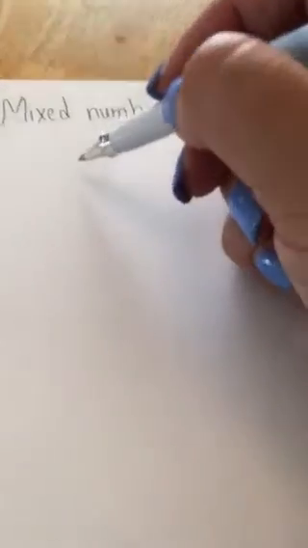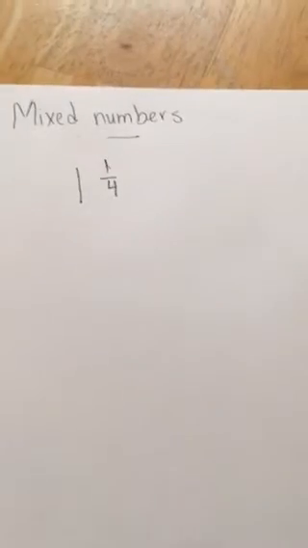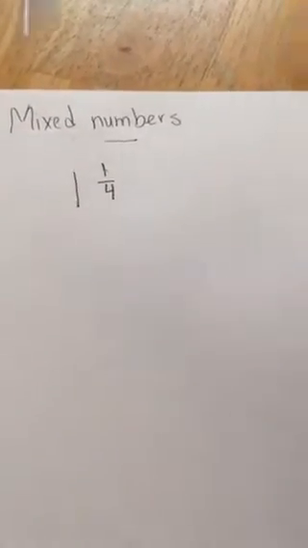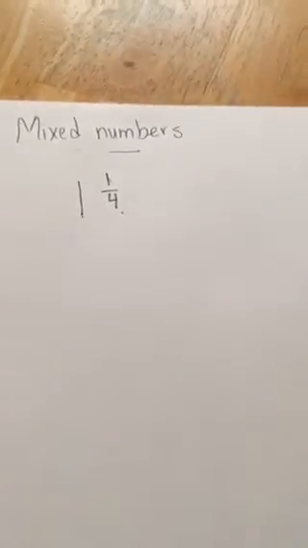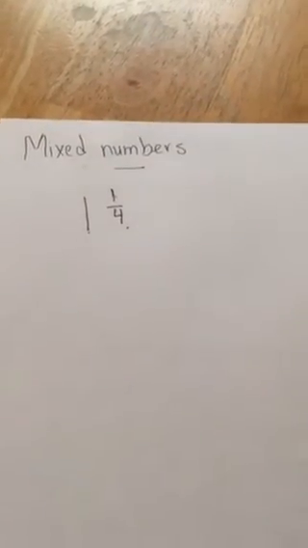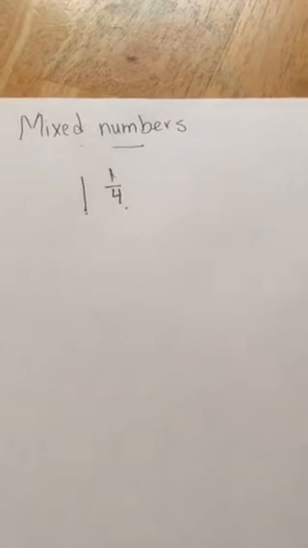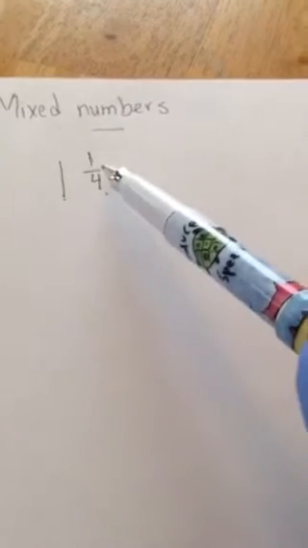So a mixed number or a mixed fraction means that there are two numbers together. Usually it means that there's a whole number and a fractional piece with it. So this is 1 1/4. That's how we read a mixed number. The reason they call it a mixed number is because they mix together a whole number and a fraction.